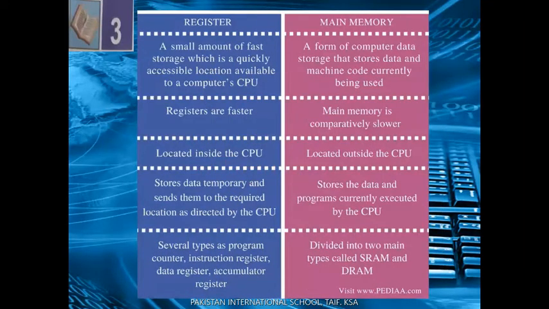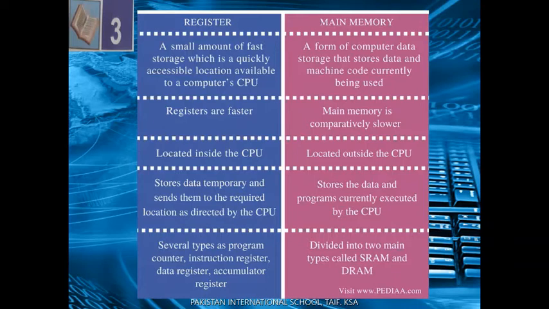There is a comparison between the register and the main memory. A register is a small amount of fast storage, a quickly accessible location available to a computer CPU. Main memory is a form of computer data storage that stores data and machine code currently being used. The registers are faster. Main memory is comparatively slower. Registers are located inside the CPU and main memory is located outside the CPU.